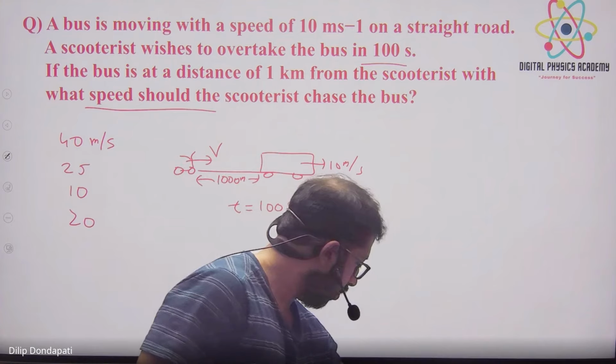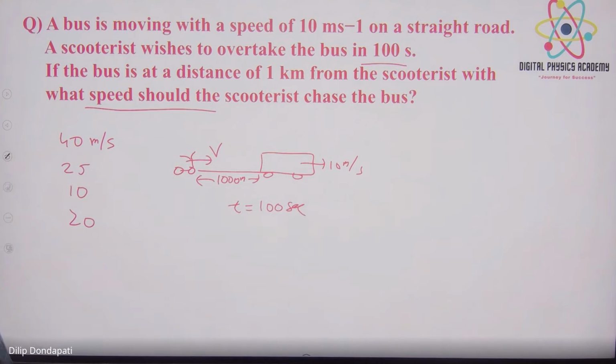I got 20. 20 देखेंगे. So what's 2000 by 100? Yeah, 20.